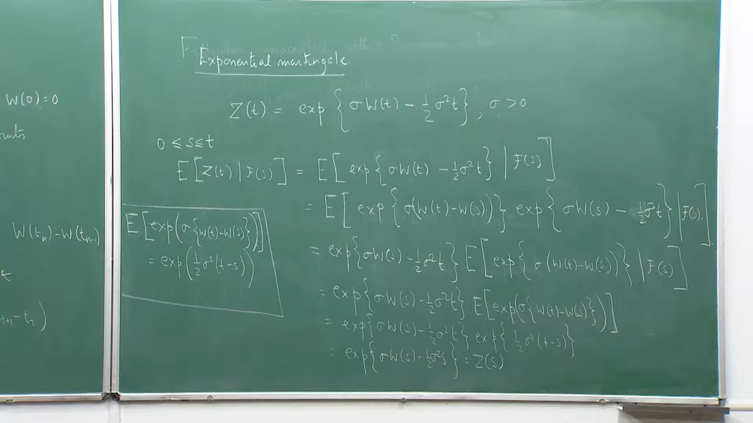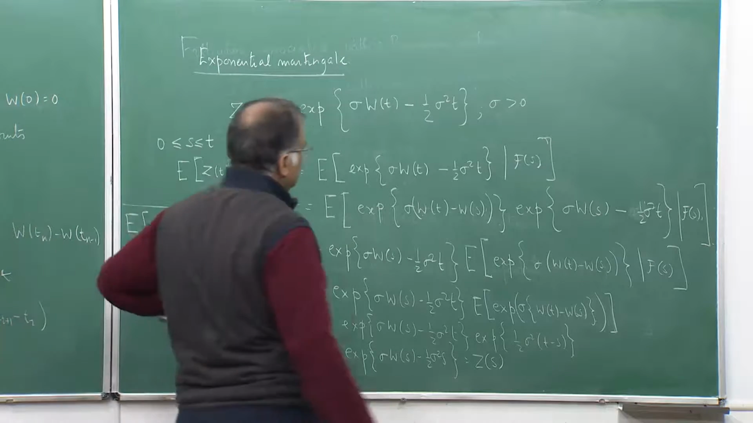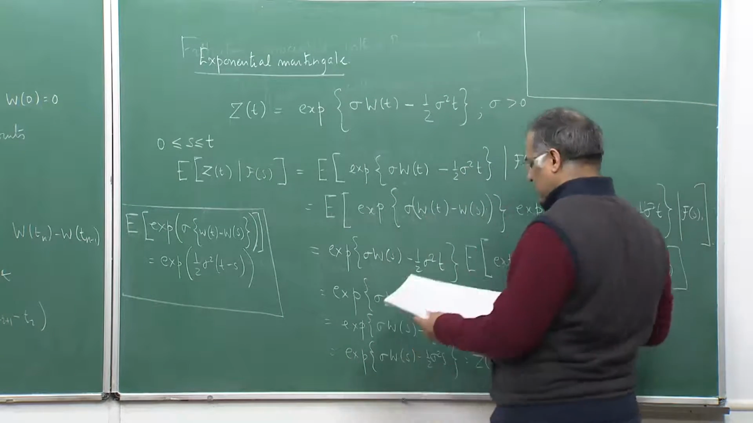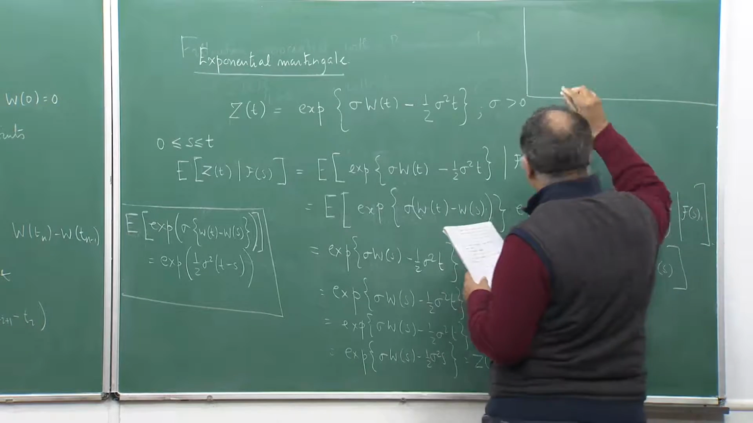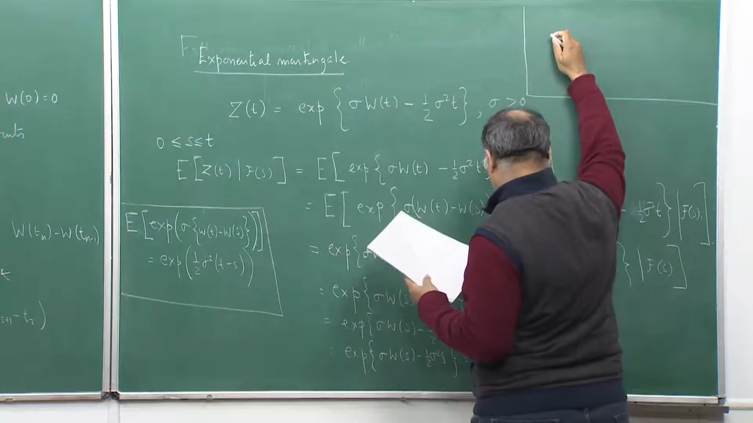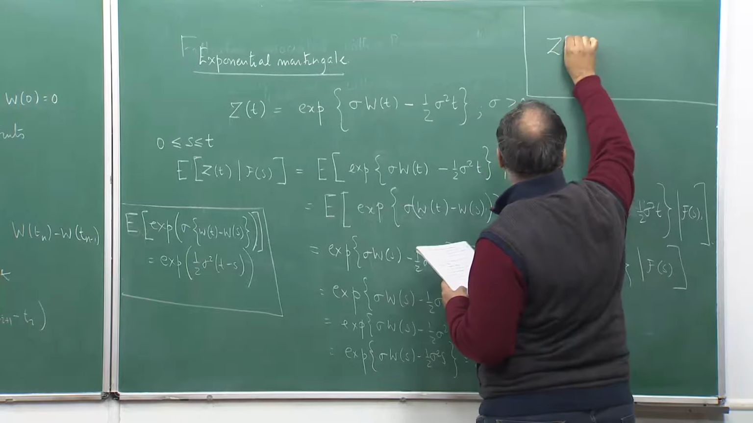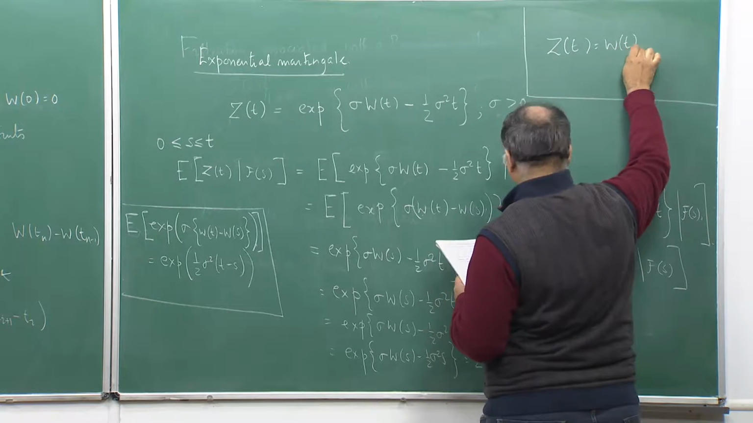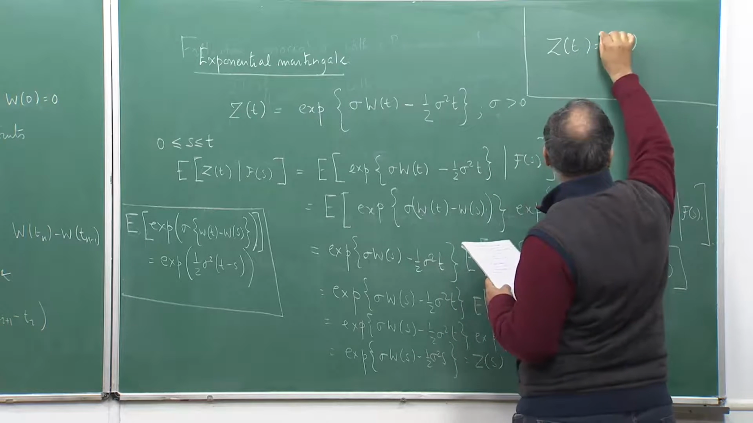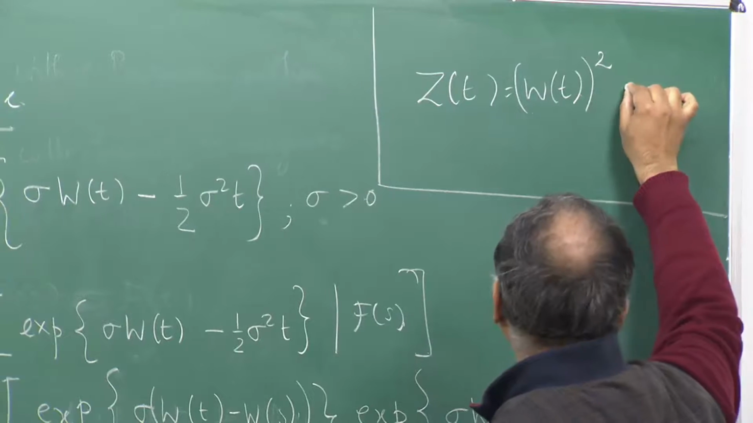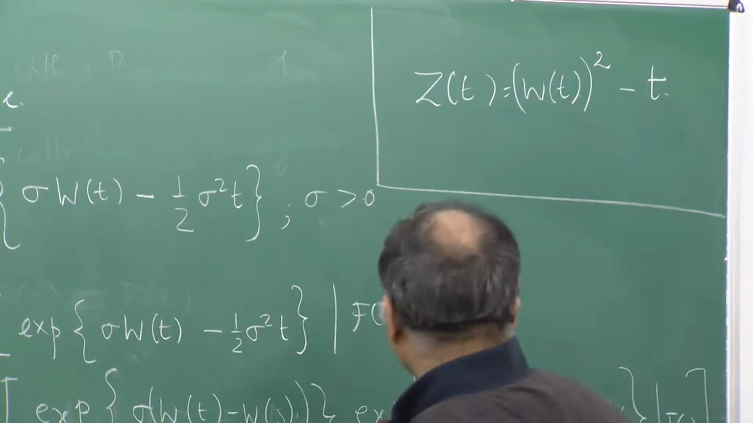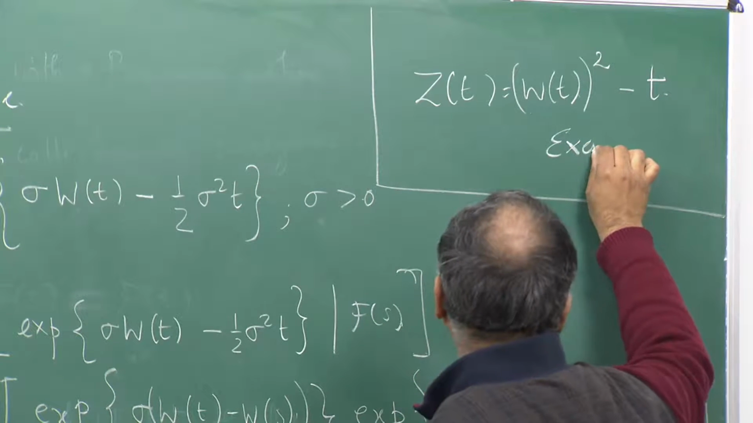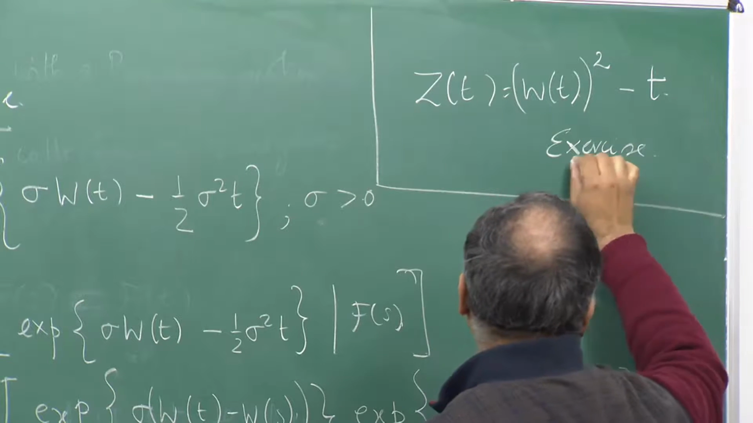There is another martingale which is helpful in finance, which is the following: Zt is Wt square minus t. So, this will also go as an exercise in a homework assignment to prove that this is a martingale.